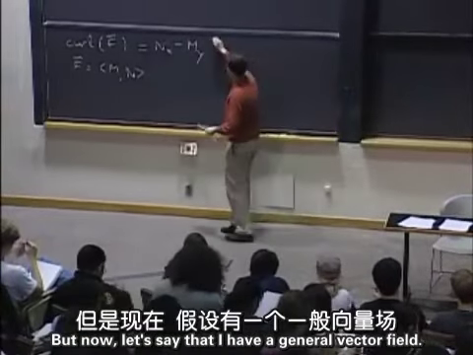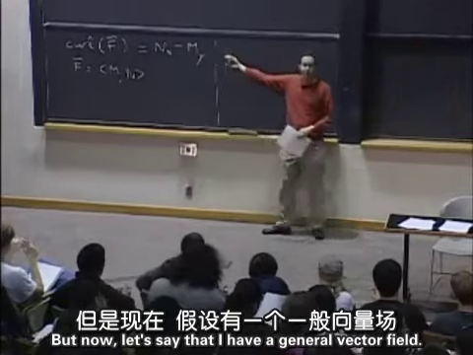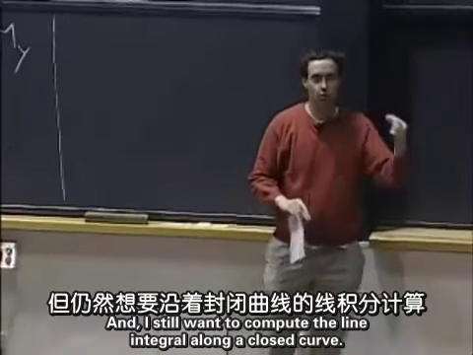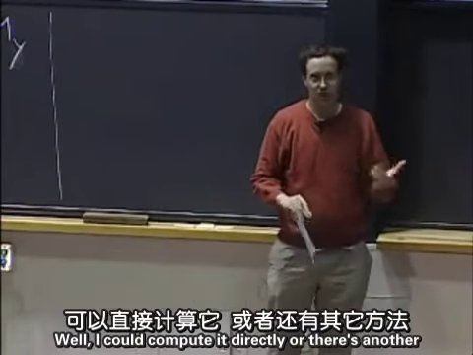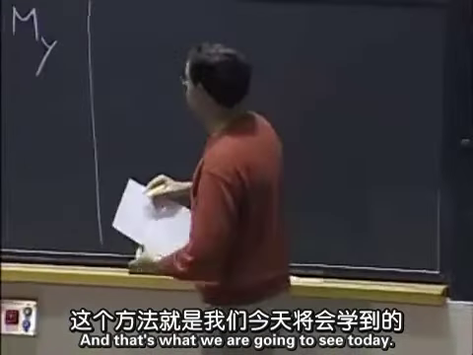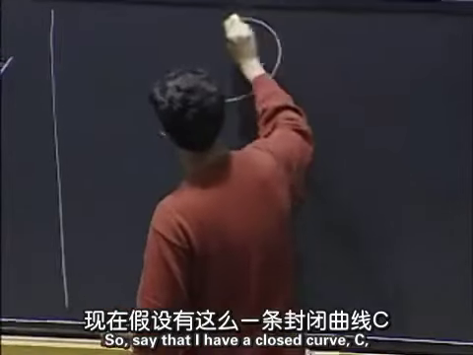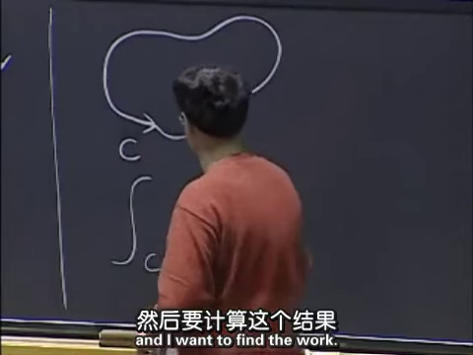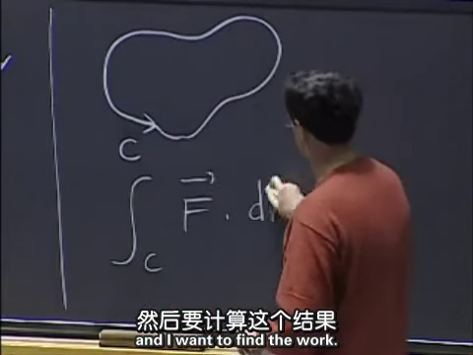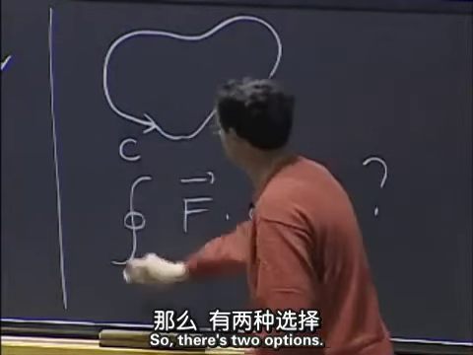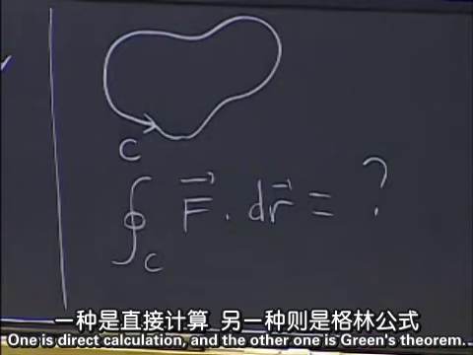But now let's say that I have a general vector field. So the curl will not be 0, and I still want to compute a line integral along a closed curve. Well, I could compute it directly, or there's another way, and that's what we're going to see today. So, say that I have a closed curve C, and I want to find the work. So there's two options. One is direct calculation, and the other one is Green's theorem.